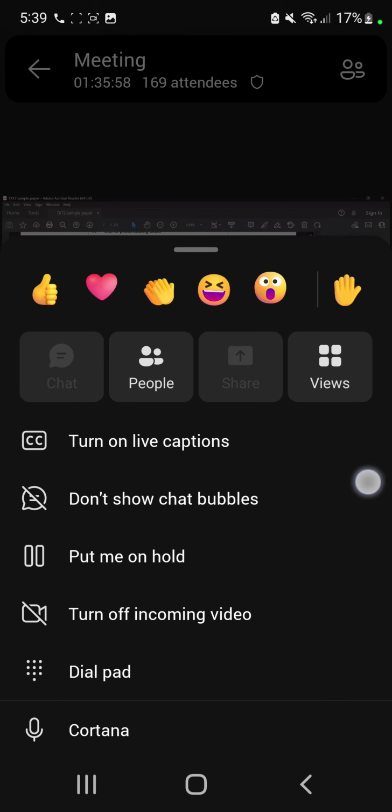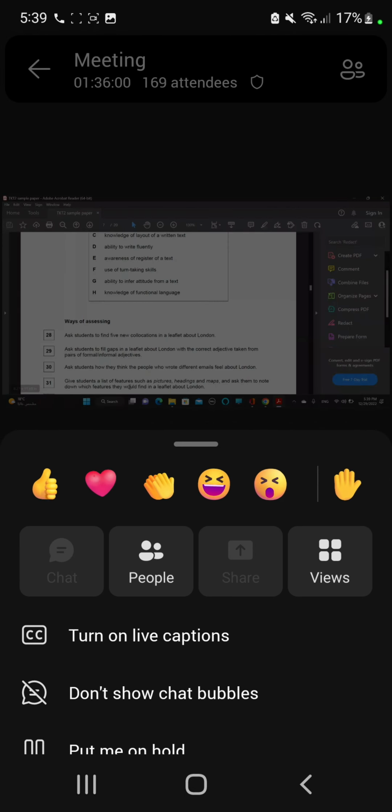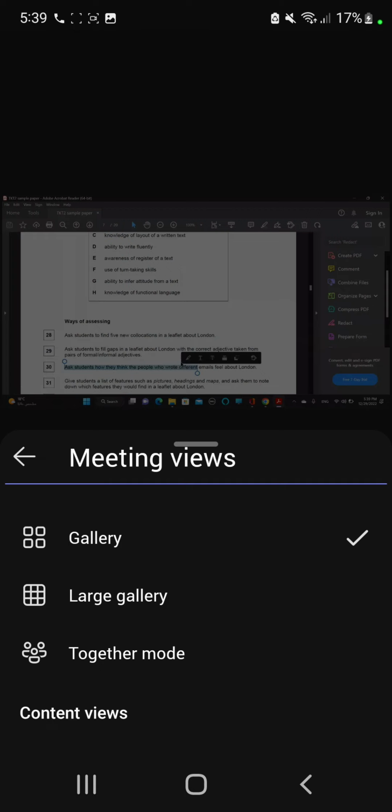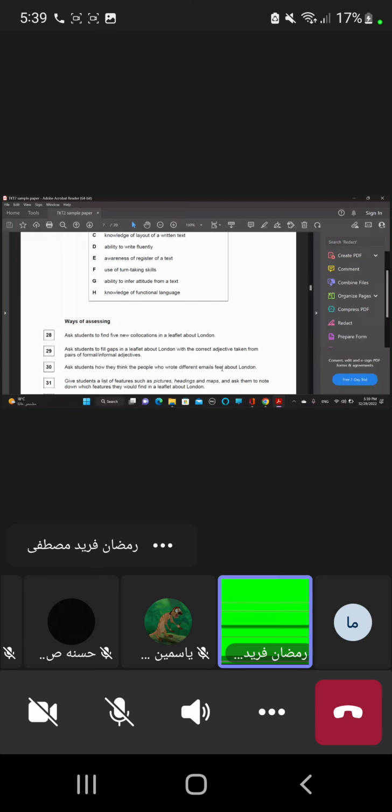Give students a list of features. Ask students how they think the people who wrote different emails feel about London. Feel about London, ability to infer attitude. Number G. Okay.